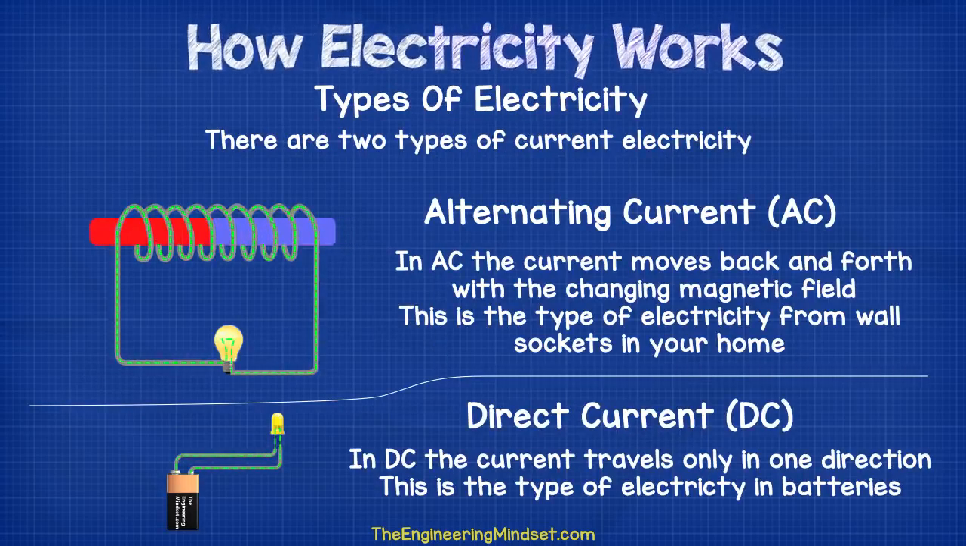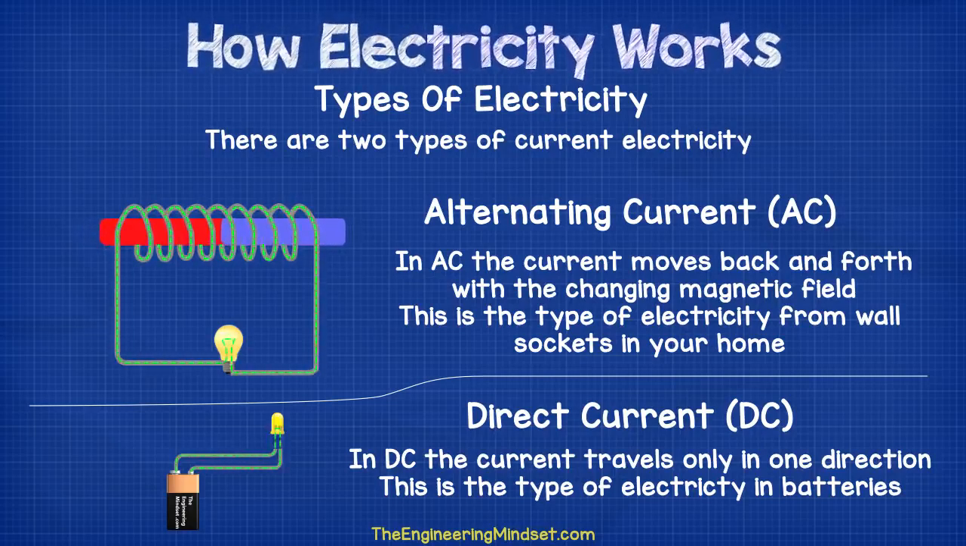So the last part I want to cover in this video is that there are two types of current electricity, alternating current or AC, and direct current or DC. Alternating current simply means that the current flows backwards and forwards in a circuit as the terminals are constantly reversed. This is a bit like the tide of the sea. It goes in and out, in and out, so that it's reversing constantly.